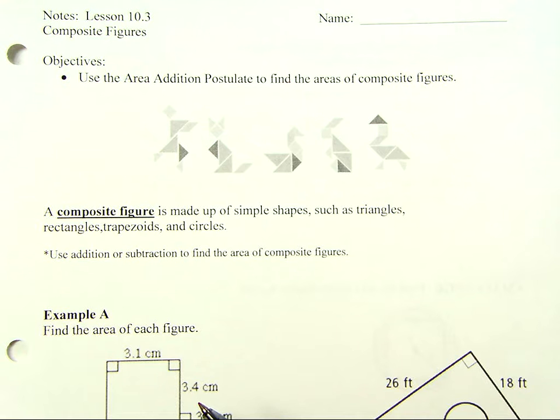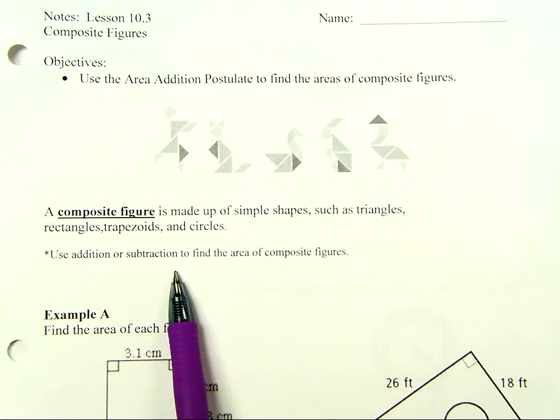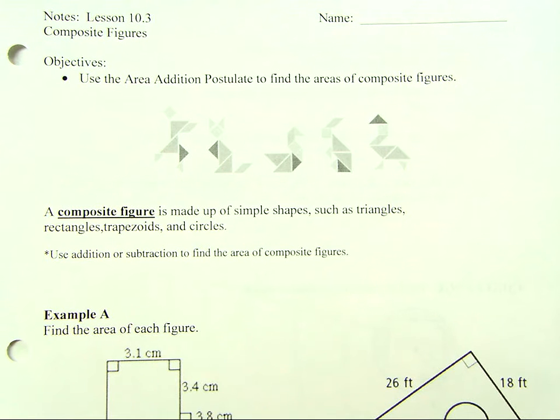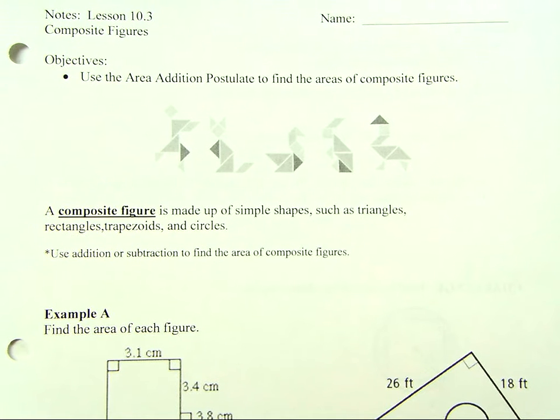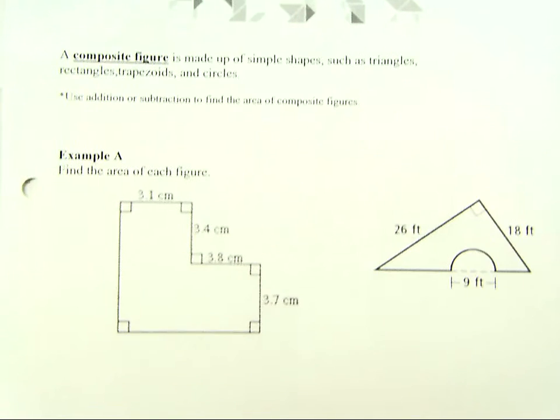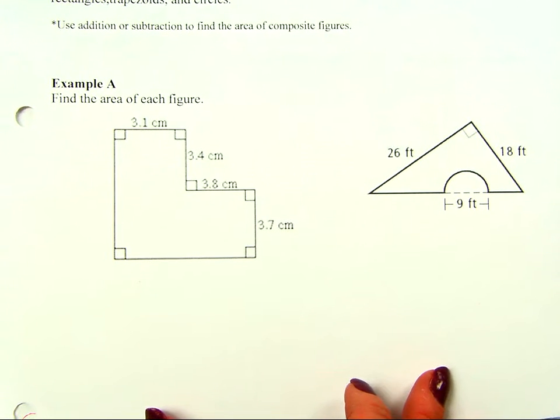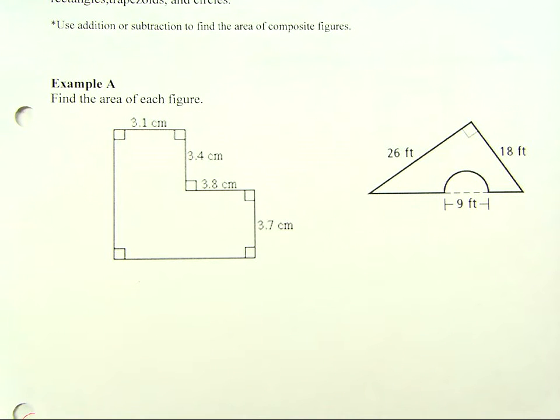Now, when we talk about finding the area of our composite figure, we're going to use addition or subtraction to find the area of our figure. And I want to let you know that different people will use different strategies. So there's not always just one way that these problems have to be done or solved. So for example, if you take a look at example A, we're going to talk about finding the area of each of these figures.